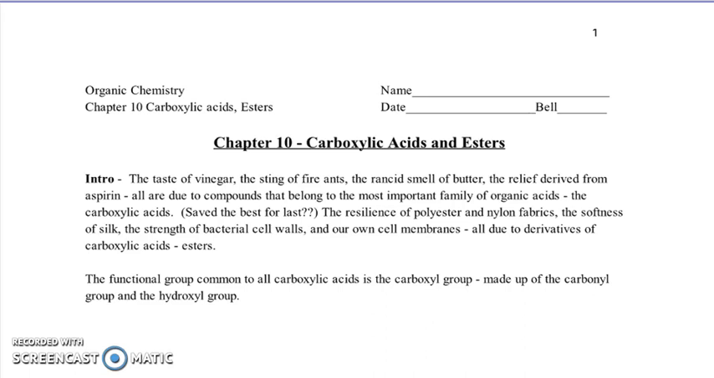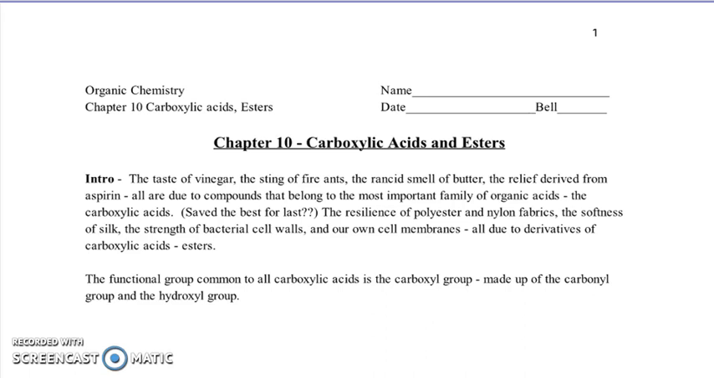So let's see what our intro says. The taste of vinegar, the sting of fire ants, the rancid smell of butter, the relief derived from aspirin are all due to compounds that belong to the most important family of organic acids, the carboxylic acids. The resilience of polyester, nylon fabrics, the softness of silk, the strength of cellulose, our own cell membranes are all due to derivatives of carboxylic acids known as esters. We'll deal with them a little bit later.